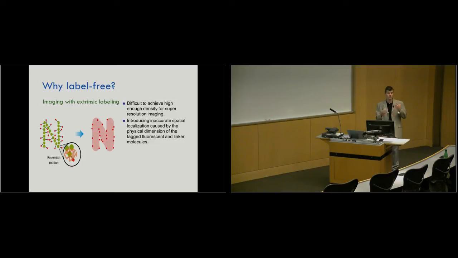Another thing is that there's always Brownian motion, thermal motion of the labels, which sometimes gives you a different perspective of what the real structure is. For example, because of the linkers, microtubules, even though they're, let's say, 20 nanometers, may appear much larger just because of that. You would be incorrectly measuring sizes.